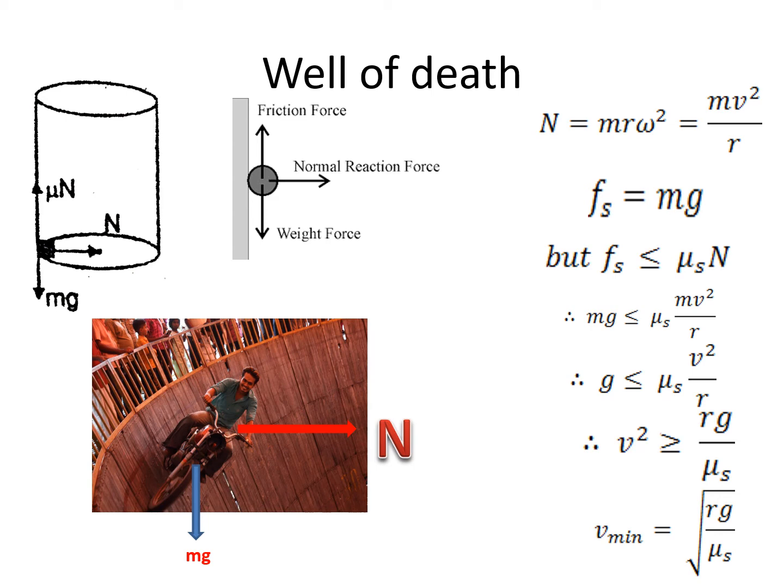Substituting the value of Fs, that is the force of friction which is balancing the weight, so mg is less than or equal to mu s times mv square upon r, as the normal reaction is equal to the centripetal force. Cancelling m on both the sides, we get g less than or equal to mu s times v square upon r. So this value of square of velocity should be equal to or greater than rg upon mu s. To have this motion possible, the minimum speed that will be attained by the motorcyclist will be equal to under root of rg upon mu s.